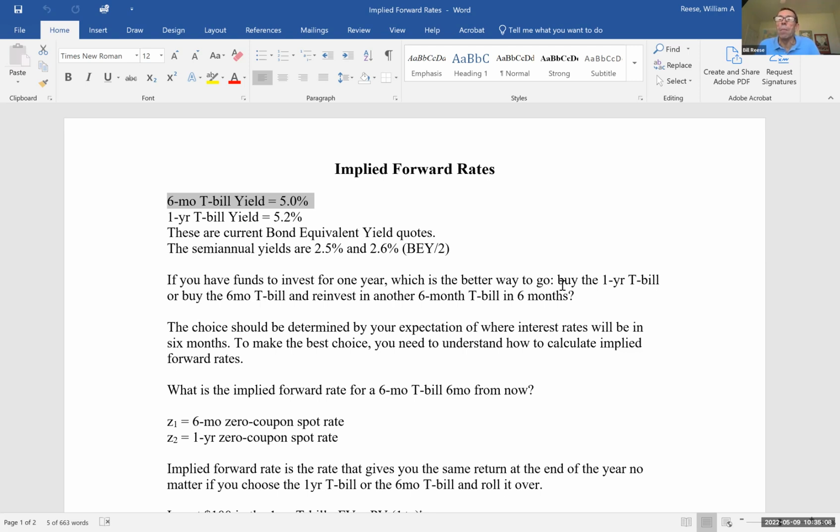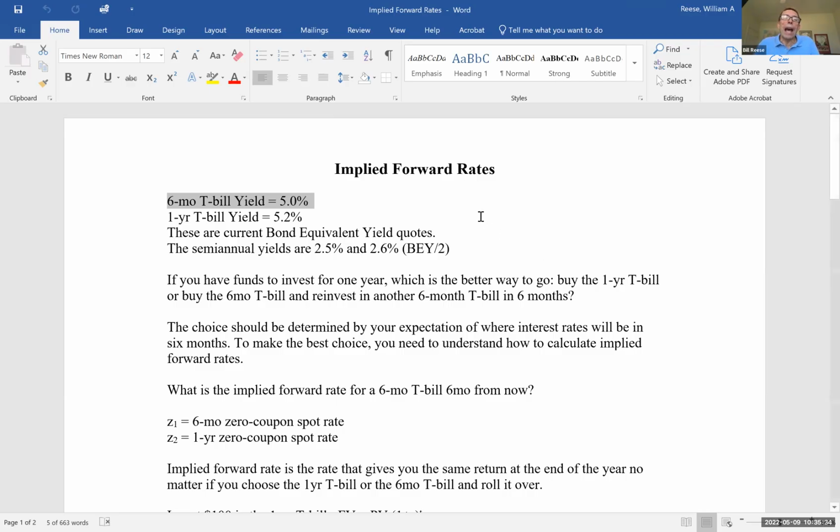If your goal is to have the most, there's no risk of default on either, because this money is going with the United States Treasury. Which are you going to do to have the most amount of money at the end of 1 year? Now, there's not a right or wrong answer to this, like do this one or do that one, but there is a right answer in terms of how to evaluate the decision. And that's what we're going to learn about here.